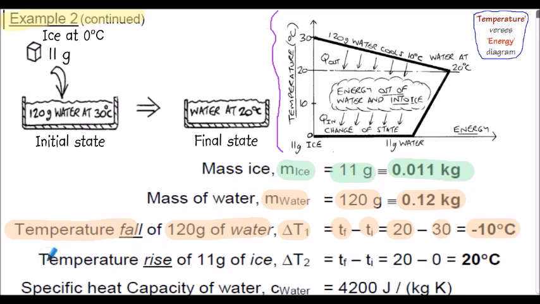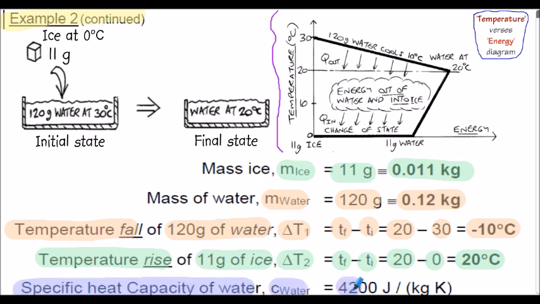Conversely, the temperature rise of the 11 grams of ice, I've labelled that as ΔT2 here, again it's Tf minus Ti. The final temperature of the 11 grams of ice is actually 20 degrees C when it's converted to water, and the initial temperature of the ice was 0. So the temperature rise of the ice was 20 degrees C. The specific heat capacity for water, symbol c here, is approximately 4,200 joules per kilogram per K.